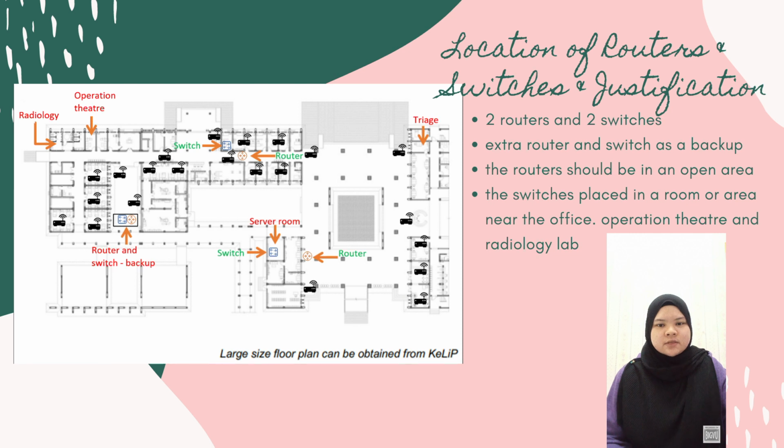The second router would be best placed at the open area at the right side of the building. For switches, I prefer each switch to be placed in a room or area near the office, operation theater, and radiology lab. It is mainly because these rooms always require a lot of machine usage. The switches are put in a locked box or room in any customized chest. That's all from me. Thank you.